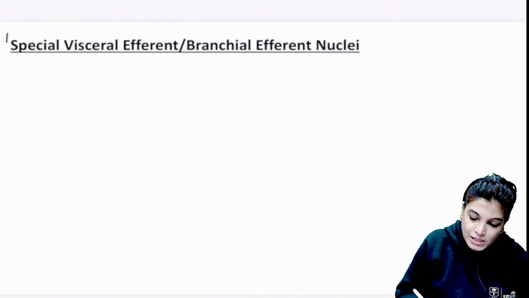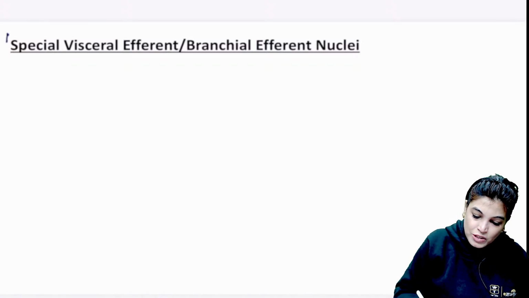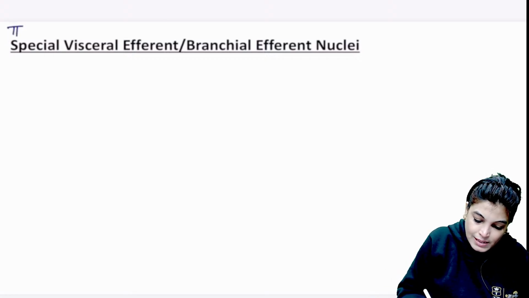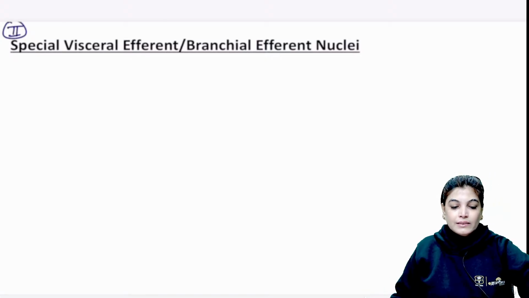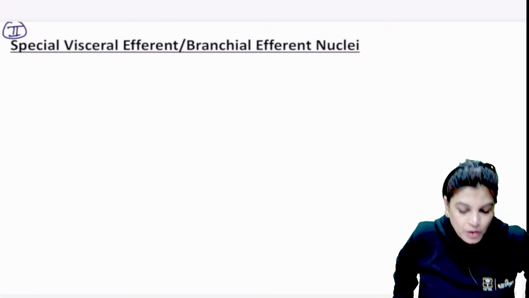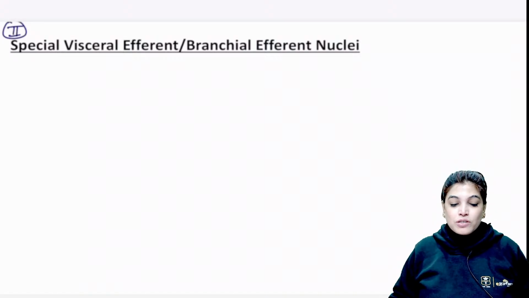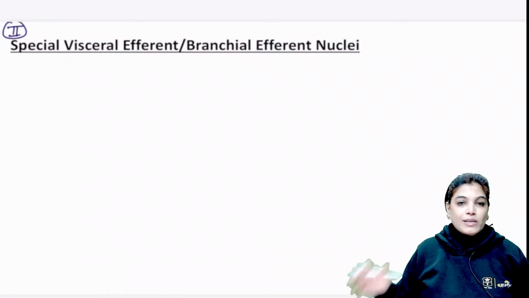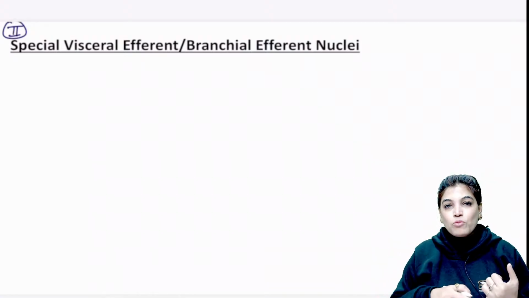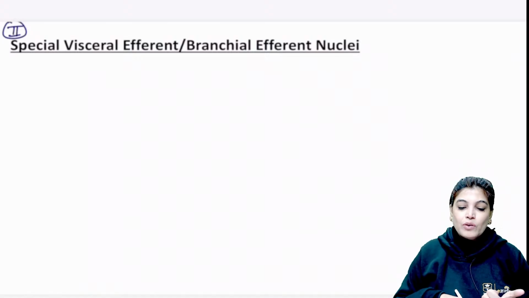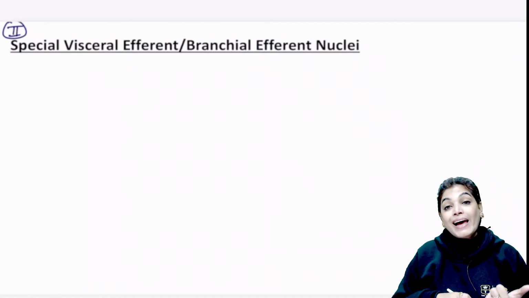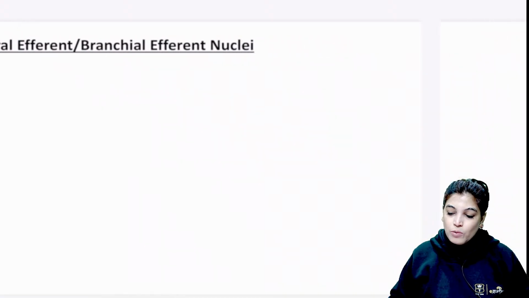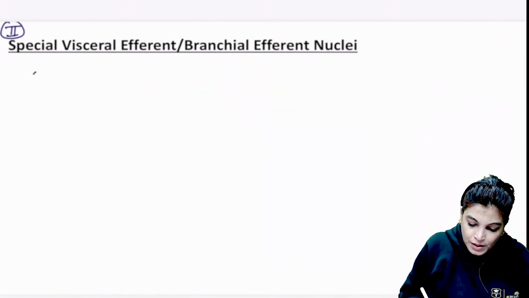The special visceral efferent is also called the branchial efferent. This is the second functional component. This functional component, or column, has three cranial nerve nuclei: the trigeminal motor nucleus, the motor nucleus of the facial nerve, and the nucleus ambiguus. One by one I will talk about each of these. So let's start with the first.